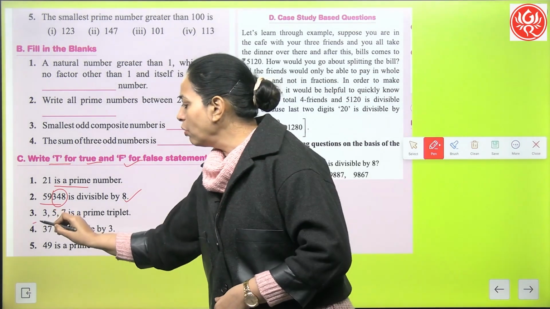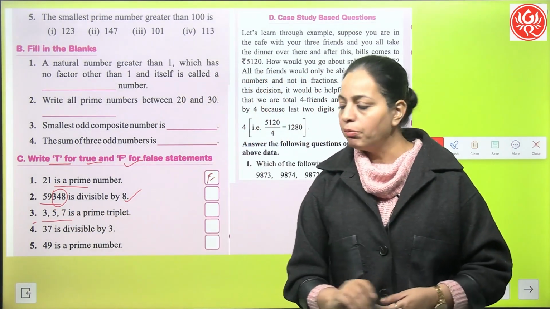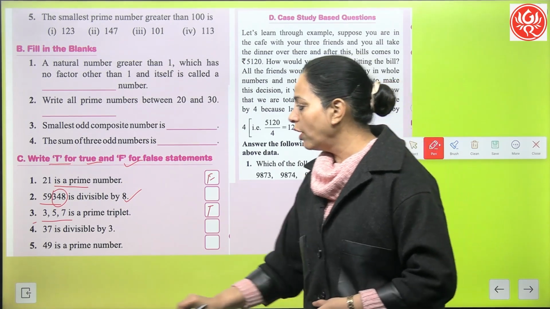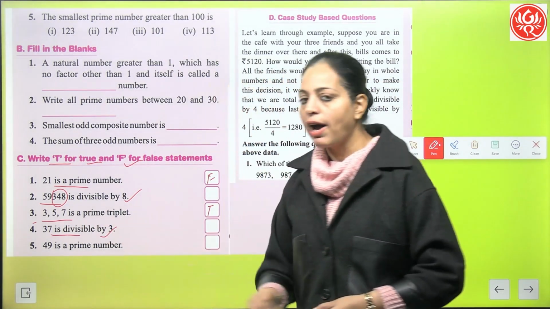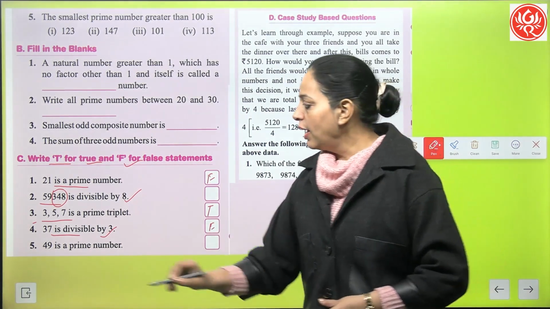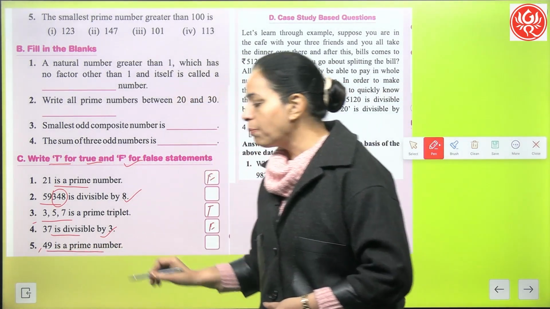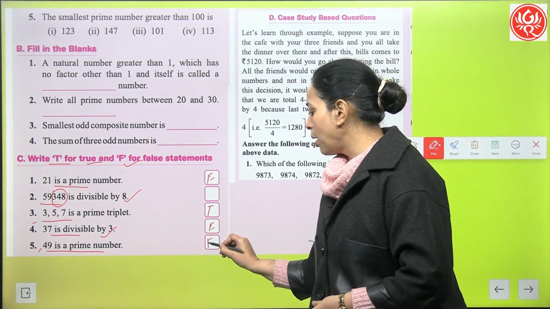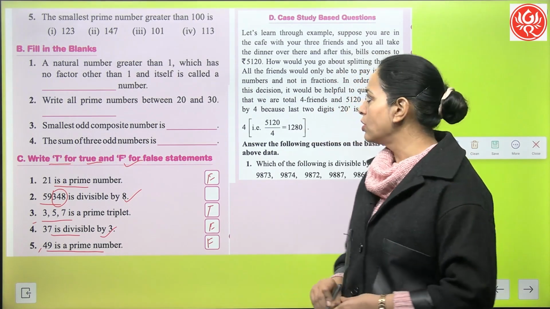Okay. Now the third one: 357 is a prime triplet. Yes, this is true. Now the fourth one: 37 is divisible by 3. No, this is false. Okay. And the last one: 49 is a prime number. No, it is a composite number. So this is false. Okay.